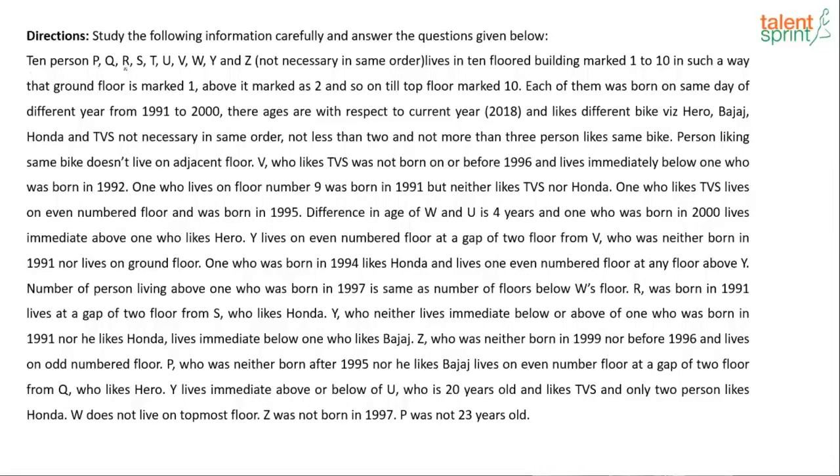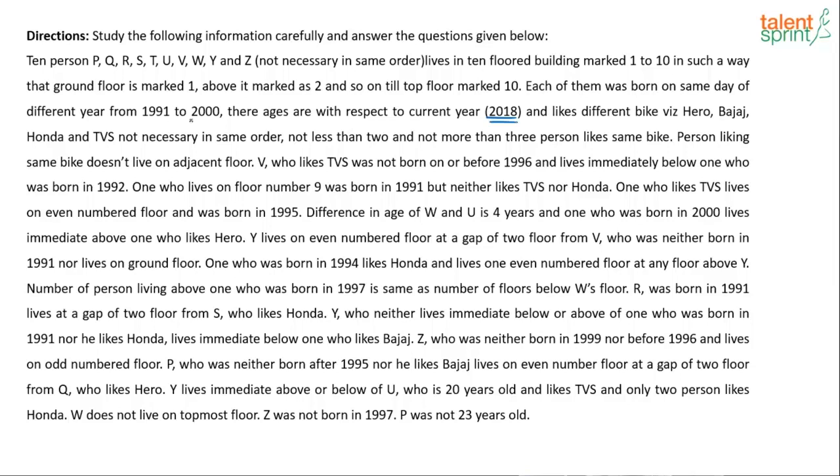10 persons, P, Q, R, S, T, U, V, W, Y, and Z, not necessarily in the same order, live in a 10-floor building marked 1 to 10 in such a way that the ground floor is marked 1, above it is marked 2, and so on till the top floor is marked 10. Each of them was born on the same day of different years from 1991 to 2000, and their ages are with respect to the current year 2018.